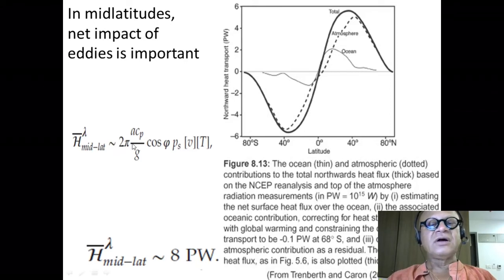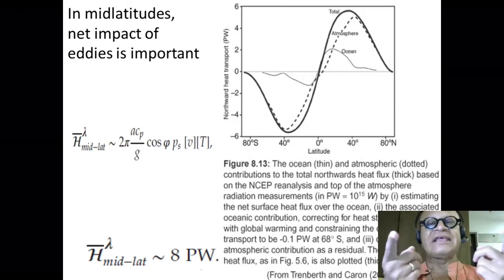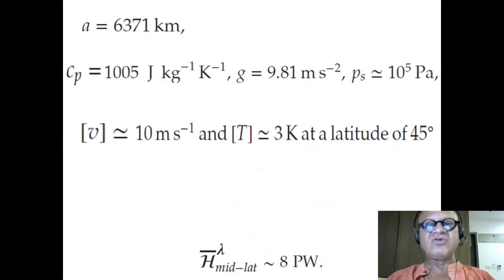So this number, if you plug in the appropriate scales and values for the expression, turns out to be about 8 petawatts, which is consistent with what we need here in terms of the longitudinally average northward transport in both hemispheres. You can see there is quite a bit of symmetry in both hemispheres because we have averaged over the whole longitudes, and the zonal asymmetry goes away.